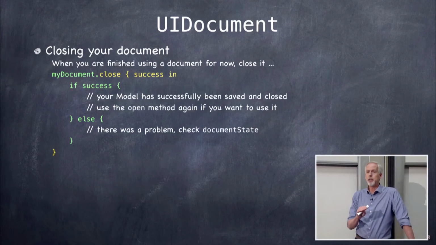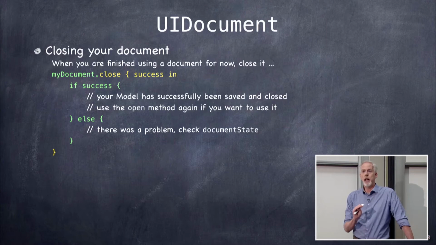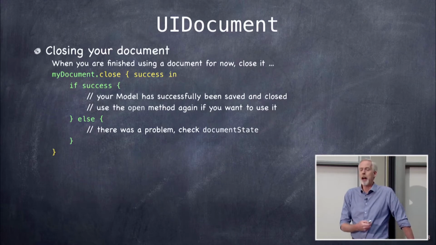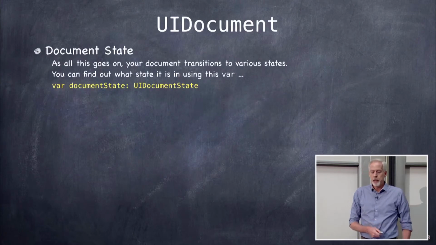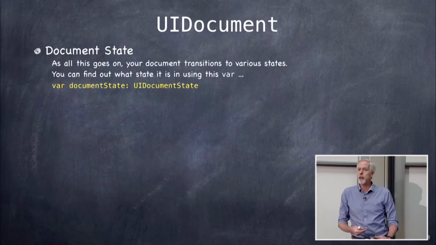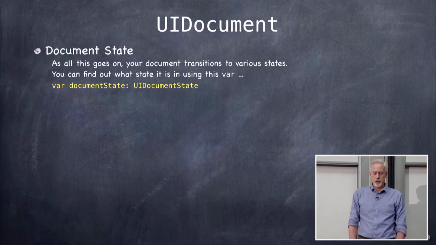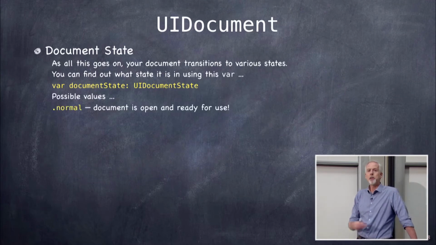When you're done with your document, you're going to want to close it. Of course, one of the big things this does is save it if it's got any outstanding changes. And again, if it fails closing it, you're going to have this document state thing. So what I keep saying, look at the document state if things fail. What is that about? Okay, well, let's look at the document state. The document state is a var in UIDocument. You can look at it and see how your document's doing. Here are some of the values.